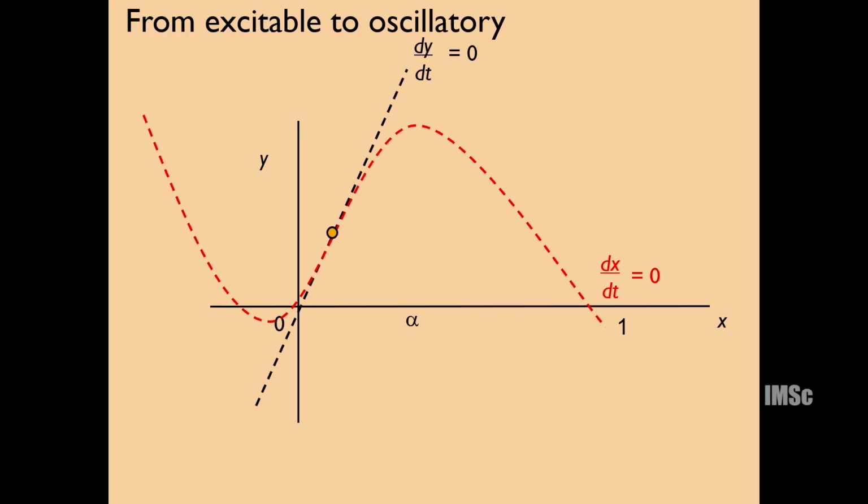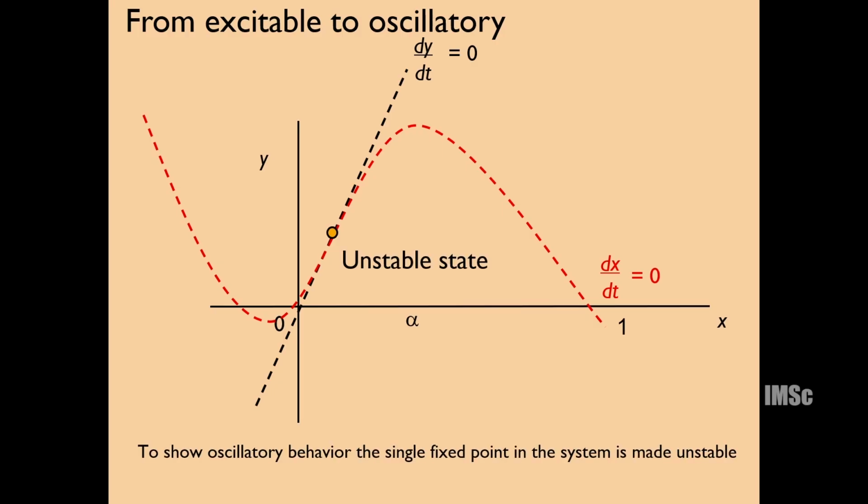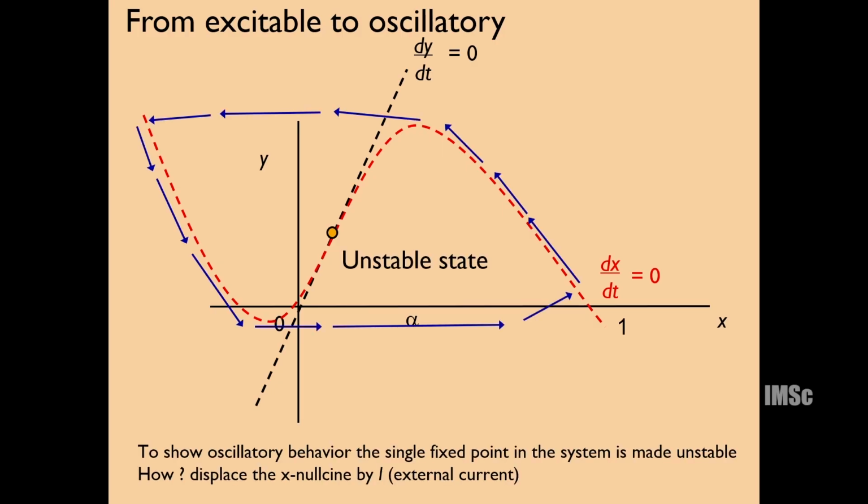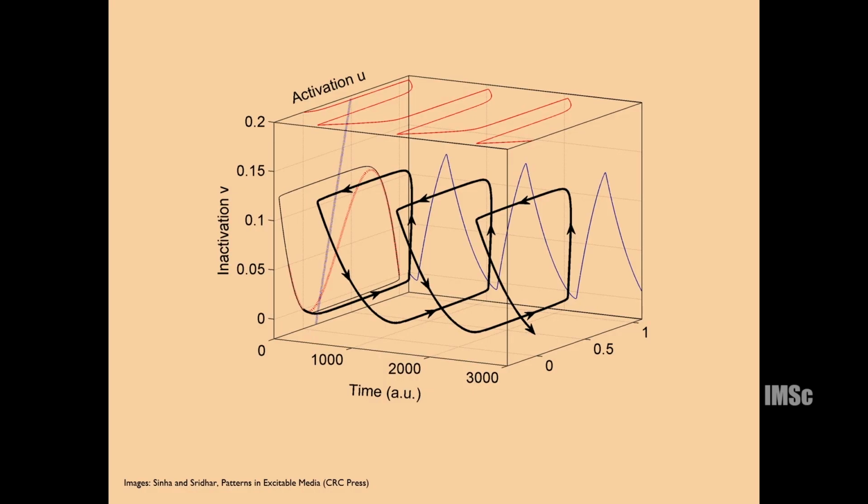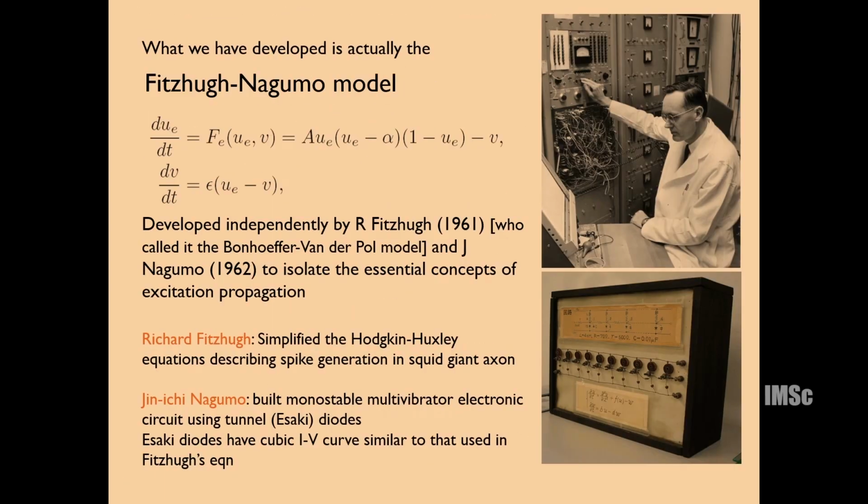Yeah. So if you have increased your current such that your fixed point is an unstable state, you will have this limit cycle, and this is how the 3D diagram is going to look like. Okay. So you keep doing these curves again and again over time. Okay. So just a little bit of history to go back.